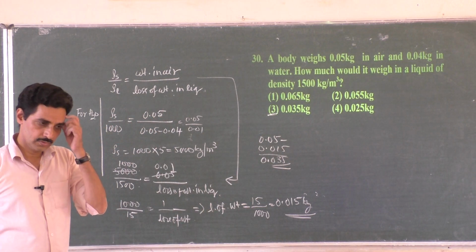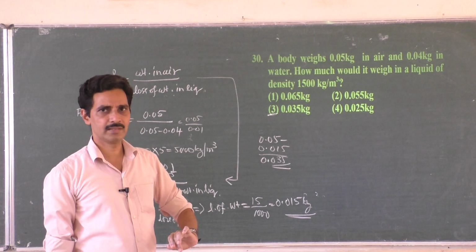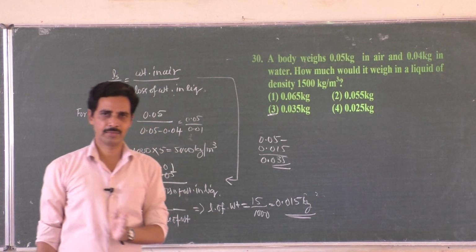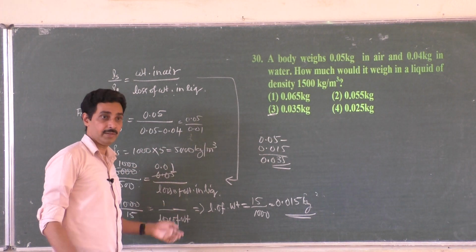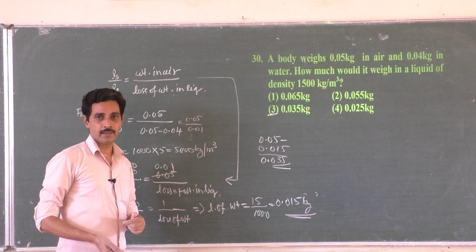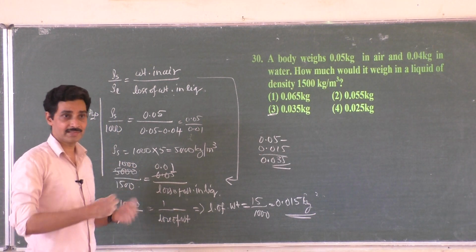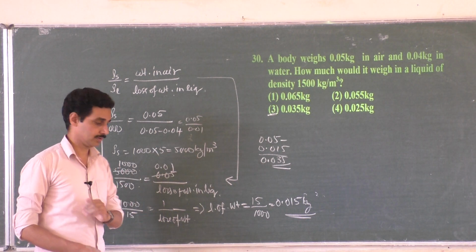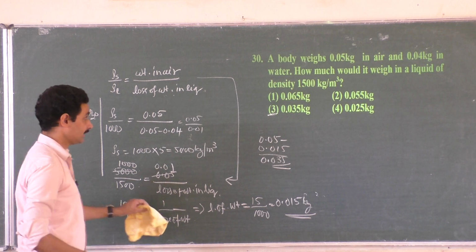Third option. So use the relative density formula: density of the substance by density of the liquid is equal to weight in air divided by loss of weight in water. Once in water, once in liquid, repeatedly. But you can use the same density of the substance, because the same object is immersed in this liquid also. That is the end.